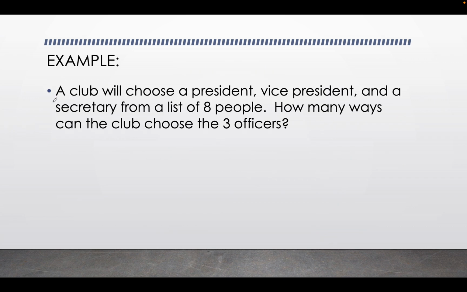So for example, a club will choose a president, vice president, and a secretary from a list of 8 people. How many ways can they choose those 3 officers? So we have 8 people chosen 3 at a time. So that is 8 times 7 times 6 times 5 times 4 times 3 times 2 times 1 over the difference of 8 minus 3 factorial, which is 5 factorial.